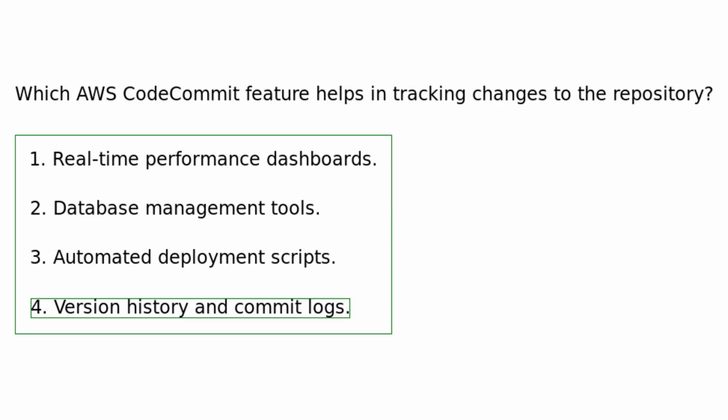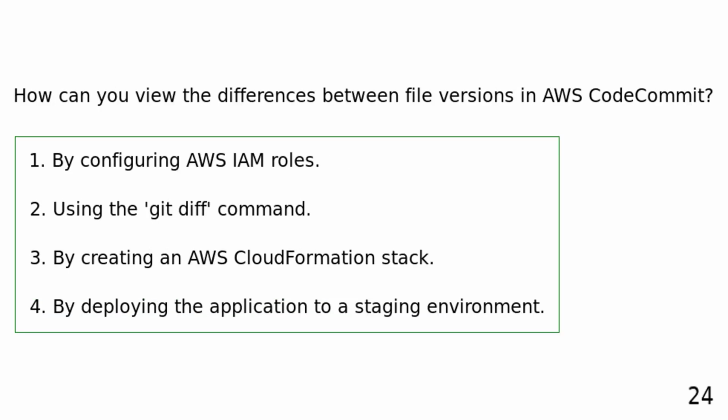AWS CodeCommit provides version history and commit logs to track changes made to the repository. How can you view the differences between file versions in AWS CodeCommit? By configuring AWS IAM roles. Using the git diff command.